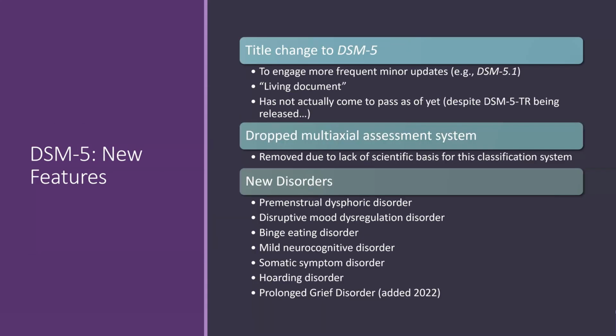So here are some things that they did change in the DSM-5. One change was they changed the title from having Roman numerals to the number 5. And this isn't just a change in the style of the name. This was intentionally done to encourage more frequent updates and have it be more of a living document. So in theory, the DSM could be housed online, and every year they could make minor updates as new research comes out or as they're still refining the tool.